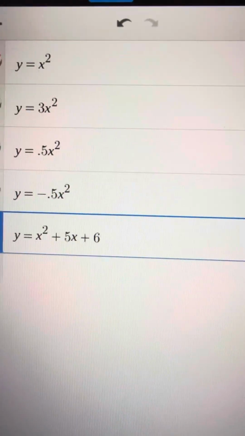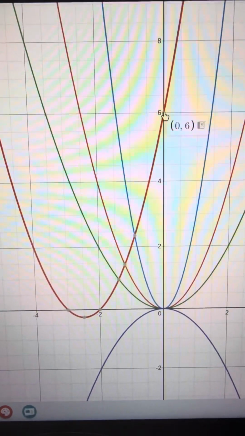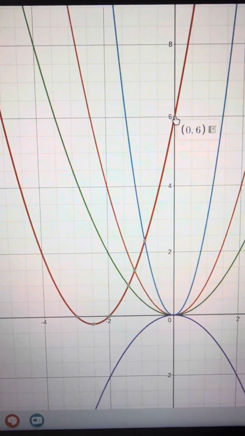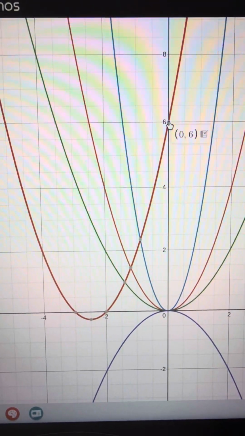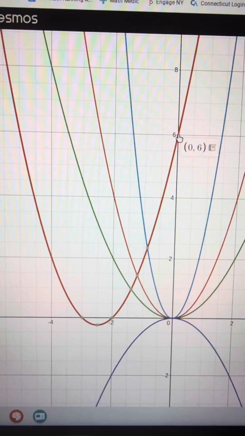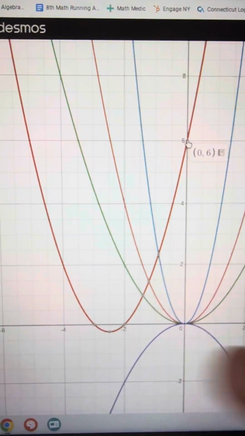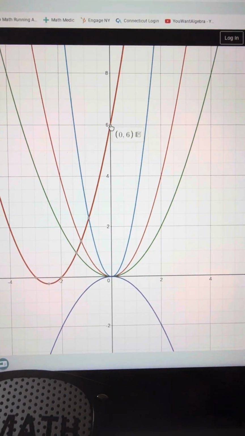As far as the b value, a lot of people ask me what the b value is, the middle value here in the trinomial. You can see that it's done a little shifting over to the left, like I said. What that does is it changes where your vertex location is, and it shifts the graph left or right. If it's positive, it's going to shift it over to the left. If it's negative, it's going to shift it over to the right.